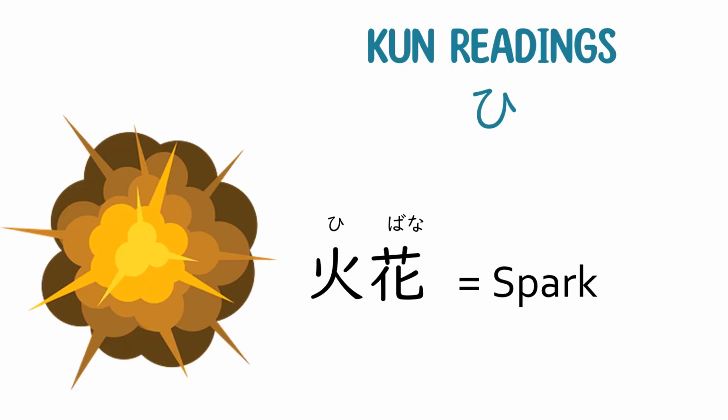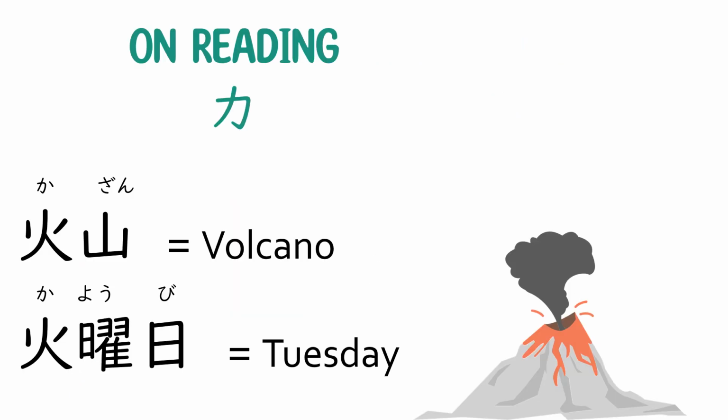The kun reading is hi. As an example, we have hibana or spark. As for the on reading, we have ka. Some examples are kazan or volcano and kayobi or Tuesday. Yes, that's right. Tuesday is the day of fire.